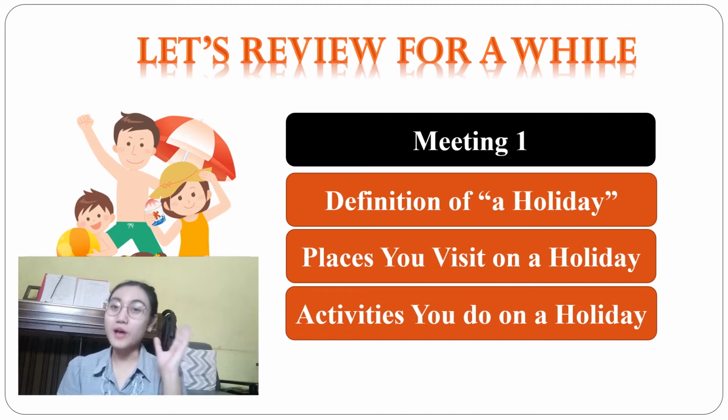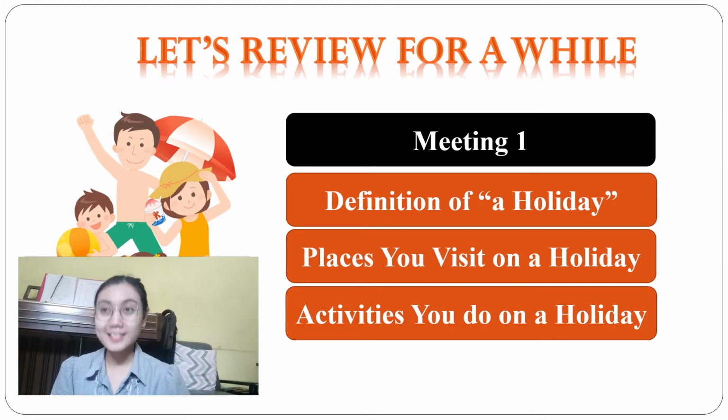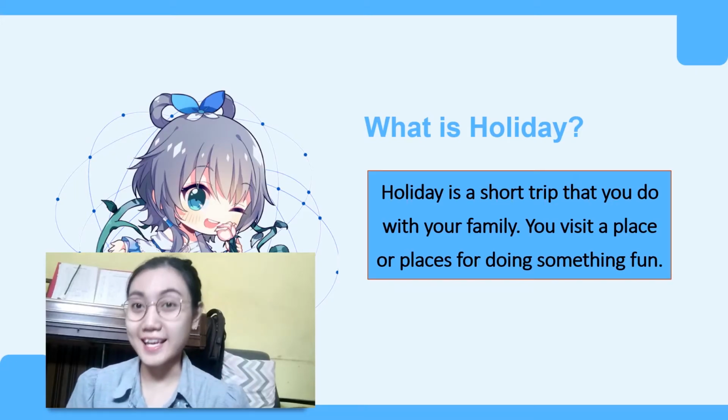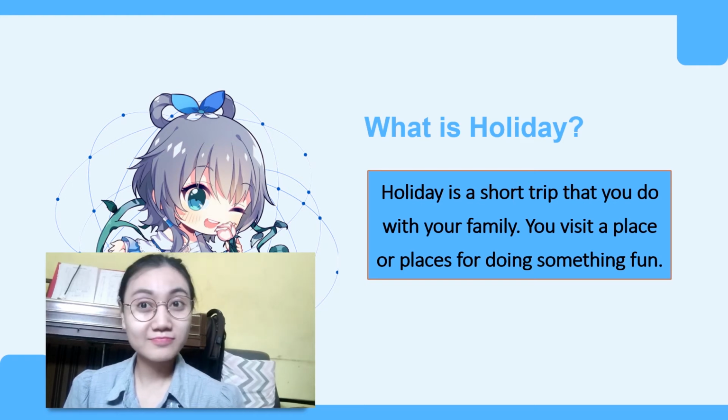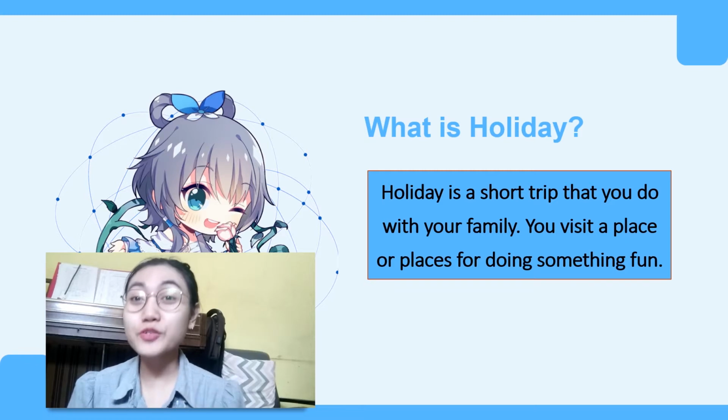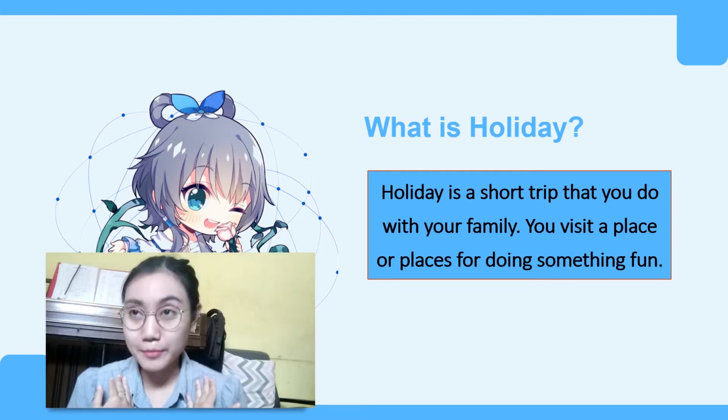Now, we go on to our first meeting. So, from our first meeting, there are 3 discussions. The first one is the definition of a holiday, and the second one is the places that we visit on a holiday, and the third one is the activities that we do on a holiday. Do you still remember what holiday is? Great! Holiday is a short trip that we do with our family.